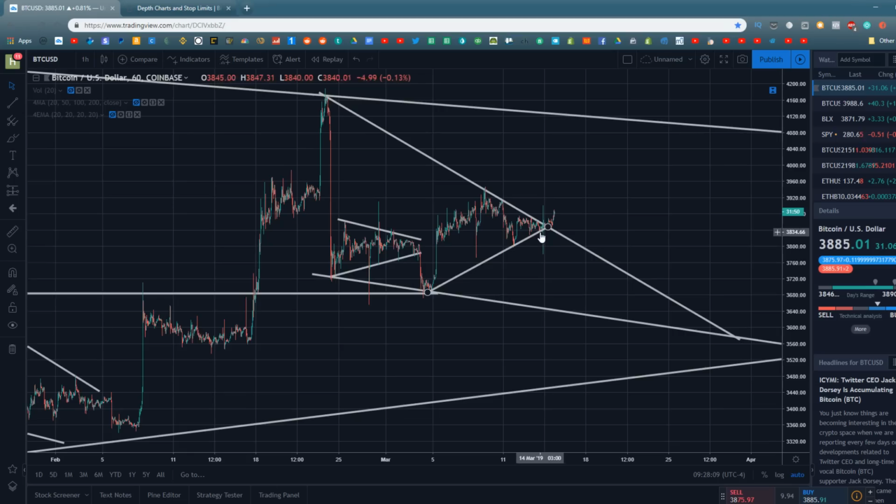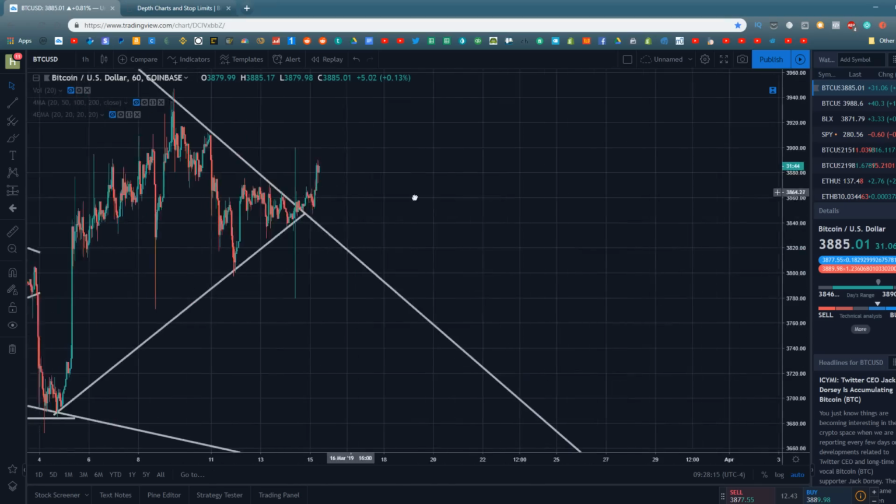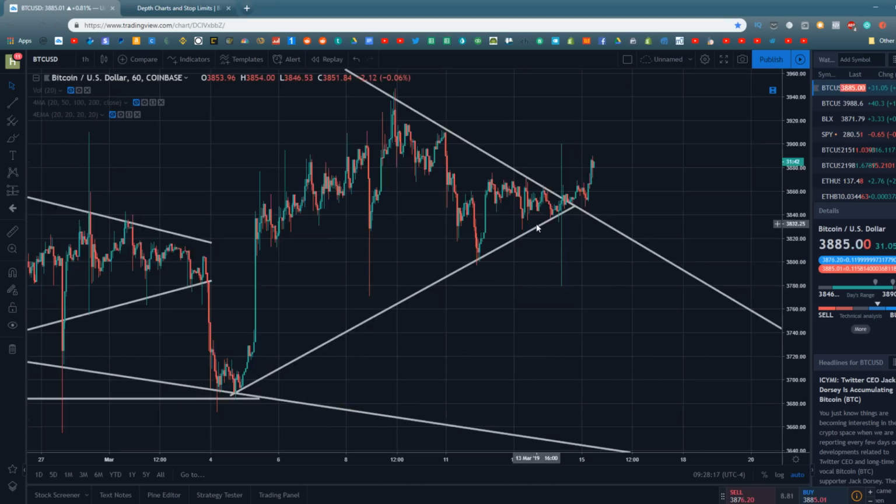The likelihood of all three of those things happening is moderately low, but it is there. We want to be careful of that, and we want to keep our eye on it. It's very important that we do so that we can be prepared in the short term and in the long term.